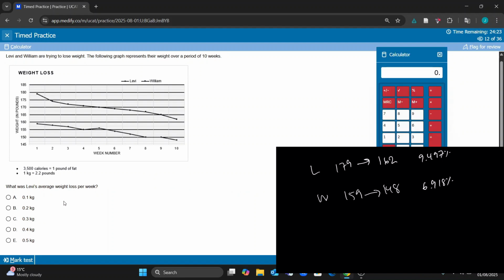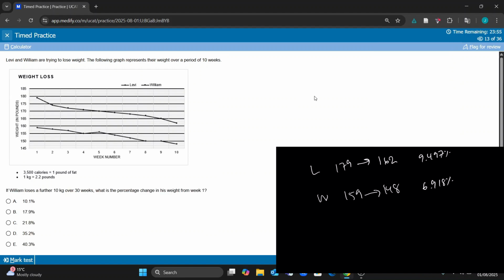So what was Levi's average weight loss per week? Levi goes from 179 to 162. Okay, so 17 pounds. Divide that by 2.2, that's how many kilograms? And he does this over a period of 10 weeks. So that's in week 1. So is it times that by? Is this? Okay, we'll come back to this question.